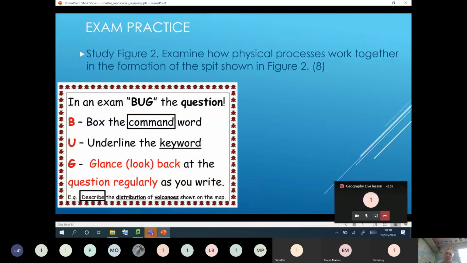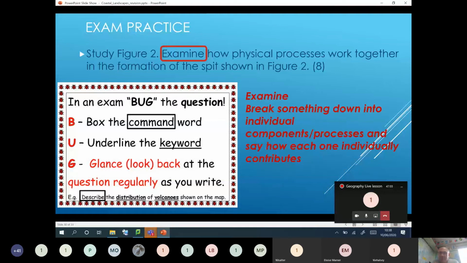So first of all, we need to say what the command word is. So it's an examine question. So I've given you a space. We need to say what that means. So in that space underneath the question, once you've highlighted or underlined examine, so examine, break something down into its individual processes and say how each one individually contributes. We have got to go step by step how something happens. We've got to show that. That's what examine means. It's step by step what's happening. So breaking something down into the individual processes.